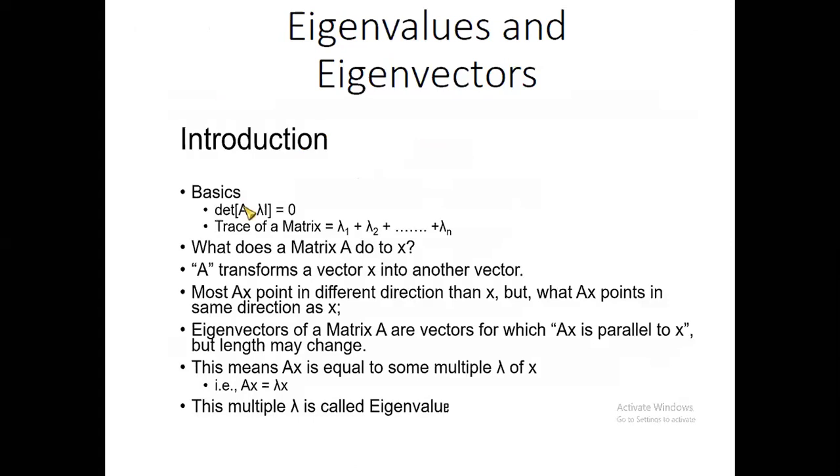You have the determinant of A minus lambda I, where A is the matrix which is given to us, lambda is the eigenvalue, which we will see a little later, and I is the identity matrix. So it's going to have ones and zeros, and the determinant of A minus lambda I is going to be 0. Then there's also something important which is known as the trace of a matrix.